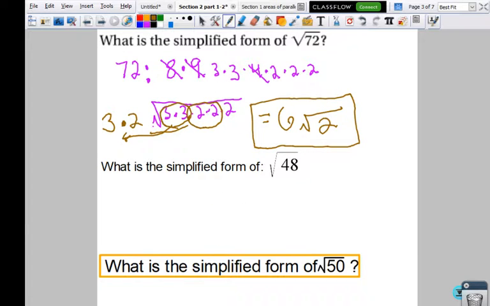What if there is nothing left in there? Will there always be something left in there? Not always. That's actually a good question. So you know what? Let's do that next. Okay. What if I had, let's say, square root of 36? I'll do this one next.